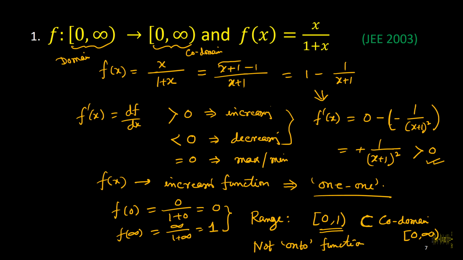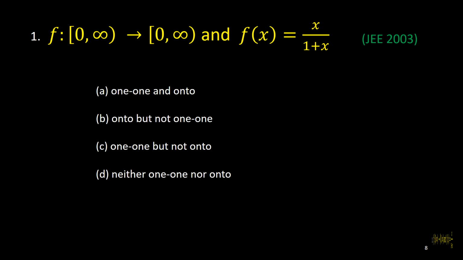So it is clearly a 1-1 function but not onto. If the choice says it is 1-1 and onto, no; onto but not 1-1, it is not correct. It is 1-1 but not onto. So this is the correct answer for this one. Right? I hope you have understood this point. Now we'll move to the next problem.